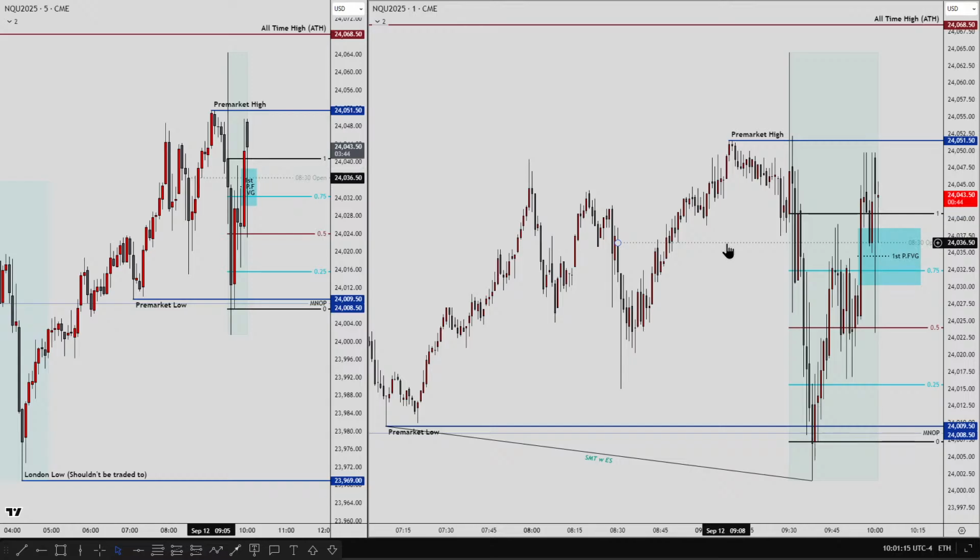I had the same trade as ICT in the morning, which was really nice.